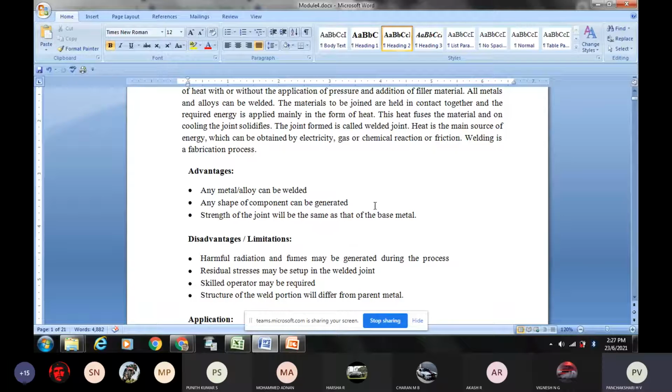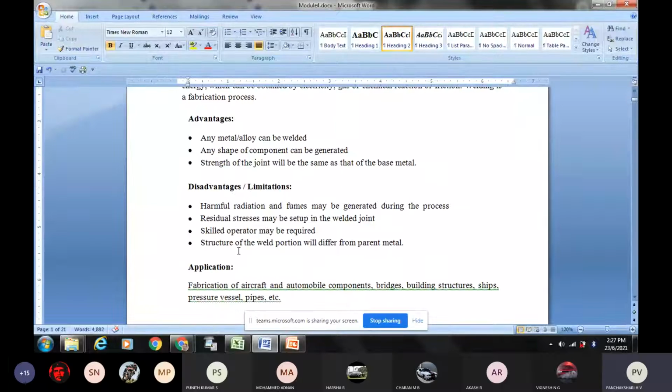The strength of that material and the strength of the joint are almost the same. Therefore, the strength of the joint will be the same as that of the base metal. But we do have some disadvantages or limitations with respect to welding. What are those? You might have observed in general workshops where welding is carried out.